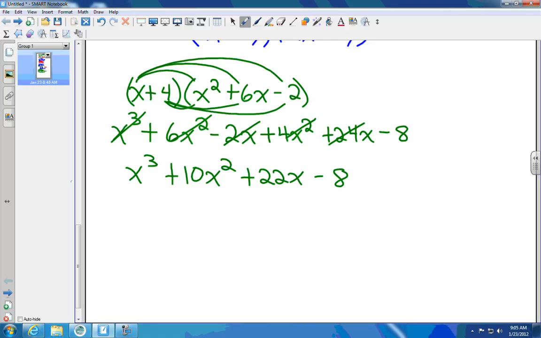Homework for this section is 4 through 12 even, and 22 through 36 even.